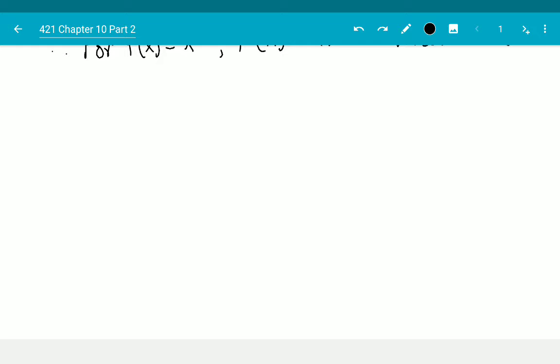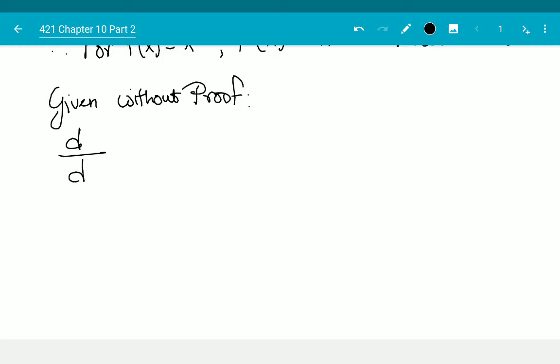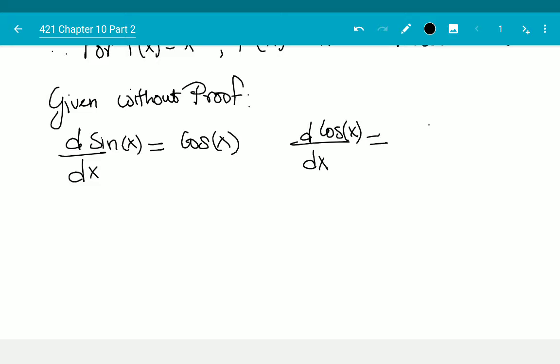Now, we are in this chapter going to say without proof, given without proof, we are going to use this, that the derivative of sine x is equal to cosine x, and the derivative of cosine x is sine x, but with a negative sign, right? So it's negative sine x, okay?